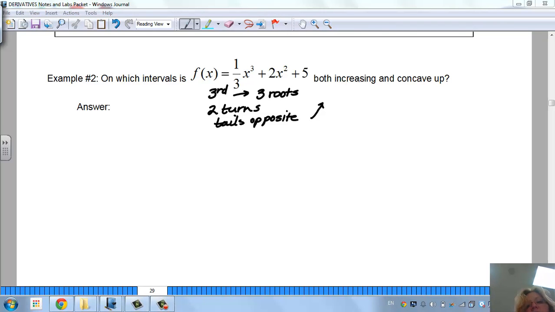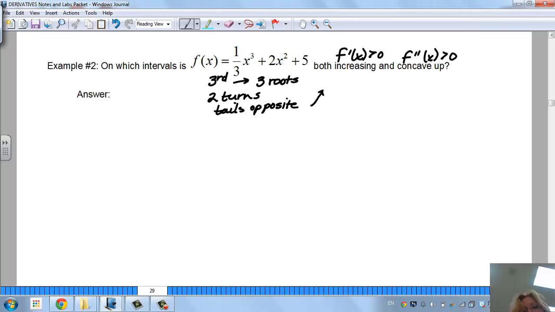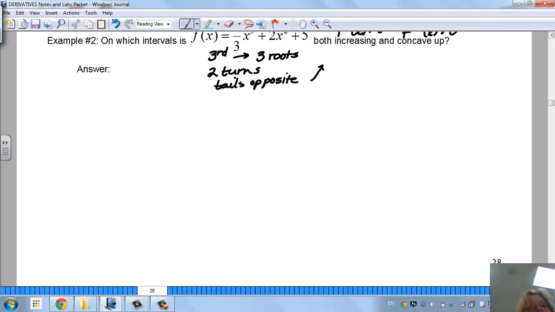Now we want to talk about when is it increasing. Well, if this is increasing, the first derivative has to be greater than 0. And if it's concave up, our second derivative also has to be greater than 0. So if they're both greater than 0, we're going to see where this function is increasing and it's concave up. So let's show some work here.